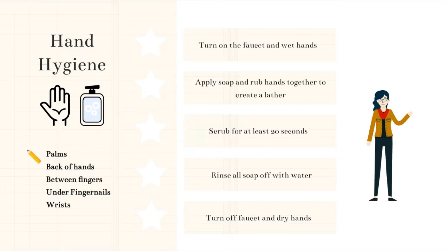At this point when you're scrubbing, you want to make sure that you're reaching all parts of your hands. This includes your palms, the back of your hands, between your fingers, under your fingernails, and even your wrists. Once this is complete, you'll rinse all the soap off with water. Then you'll turn off the faucet and dry your hands. These steps can also be followed when using hand sanitizer. You'll just eliminate the parts with water.